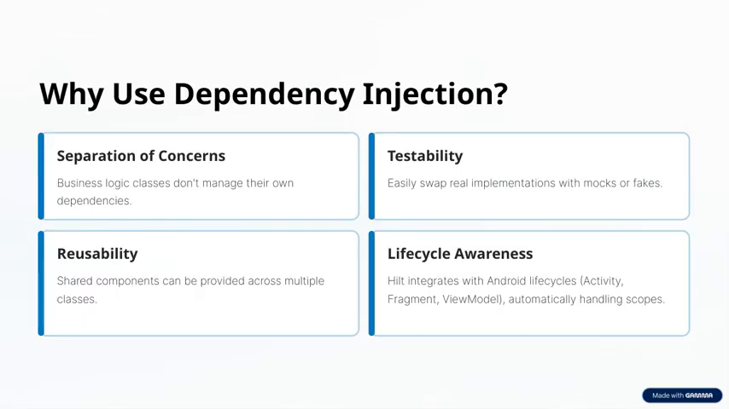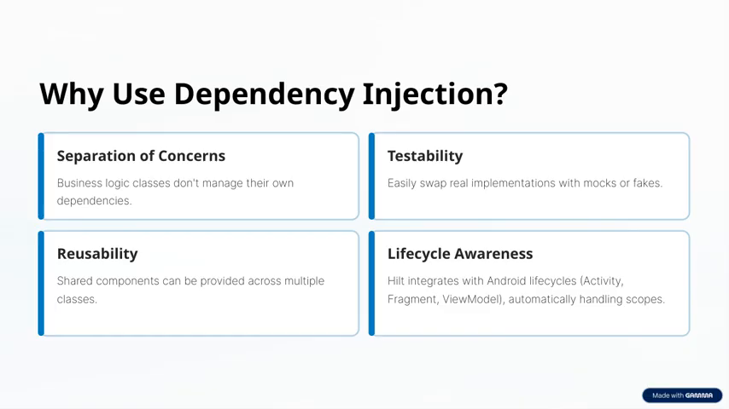So, why do we use dependency injection? Well, one of the main reasons is the separation of concerns. When we design our classes, we don't want them to be responsible for managing their own dependencies. Instead, dependency injection helps keep our business logic classes focused solely on their core responsibilities, making the code cleaner and more maintainable.